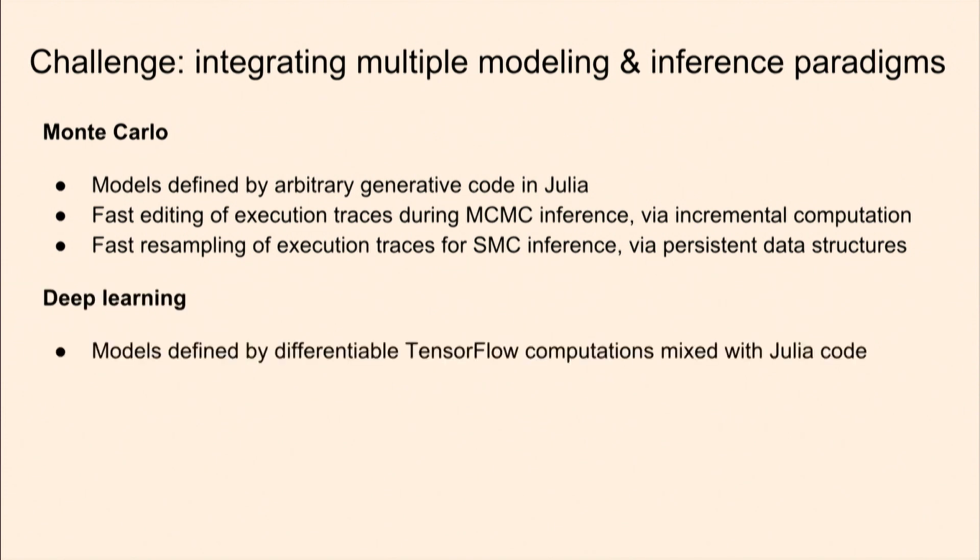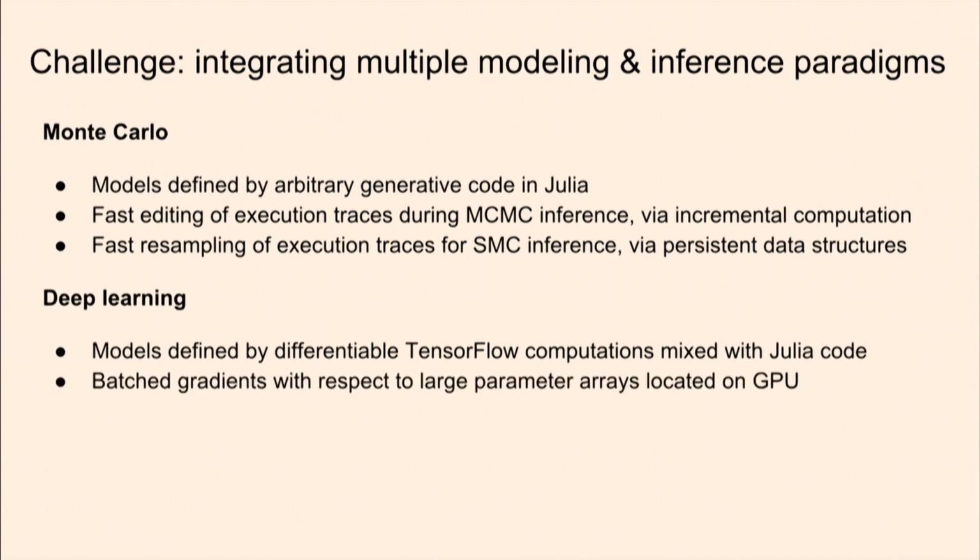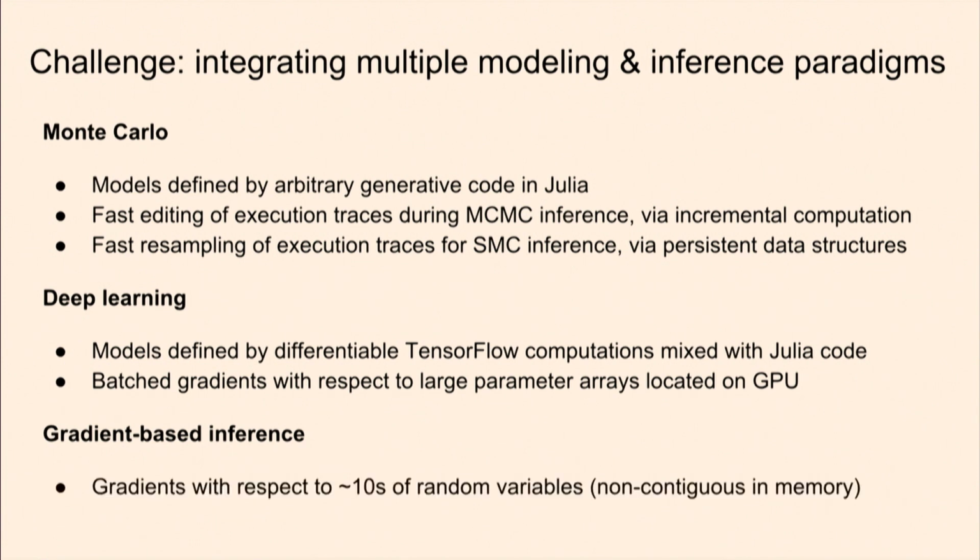And for deep learning, we might have models which are basically large differentiable array computations, but we want to somehow mix that with Julia code. So for deep learning, we're integrating with TensorFlow. And the computation is characterized by batched gradients with respect to large parameter arrays on a GPU. Another example of a different type of computation is gradient-based inference with respect to maybe tens of random variables scattered throughout the trace. This might be appropriate for a scene understanding application where you have a few random variables describing the object pose.